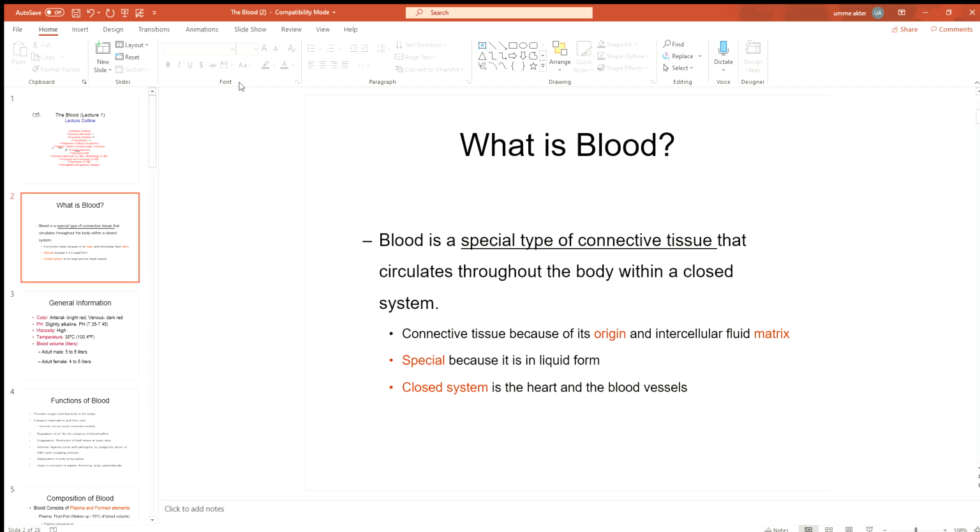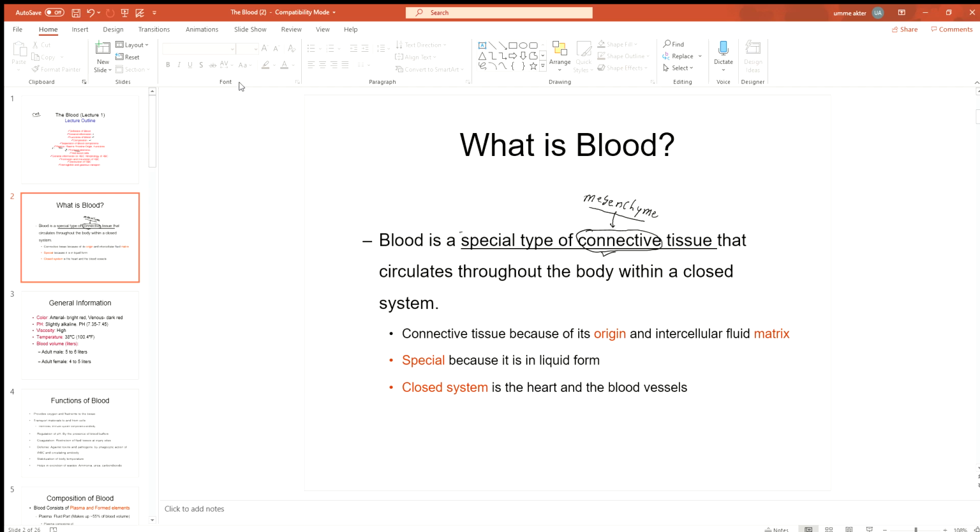So first, how to define blood? Blood is a special type of connective tissue. Why is it a connective tissue? Blood is a connective tissue because it comes from an embryonic tissue that is called mesenchyme. So mesenchyme is an embryonic tissue. All connective tissues come from the mesenchyme. Since blood also comes from mesenchyme, it belongs to the connective tissue.